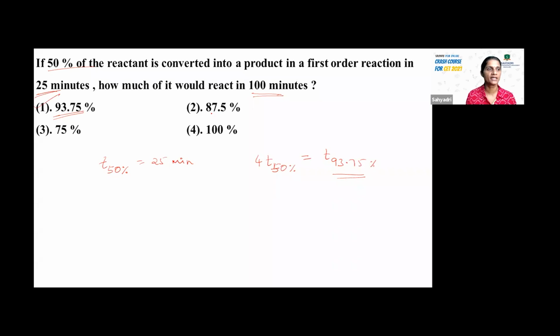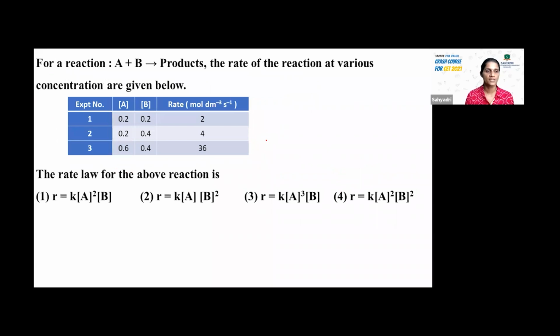This much will be completed in 75 minutes. This much will be completed in 50 minutes. 100% is not possible at all. It will take infinite time because it's a first order reaction. Is that okay? Shall we proceed? Okay, next question. This question.